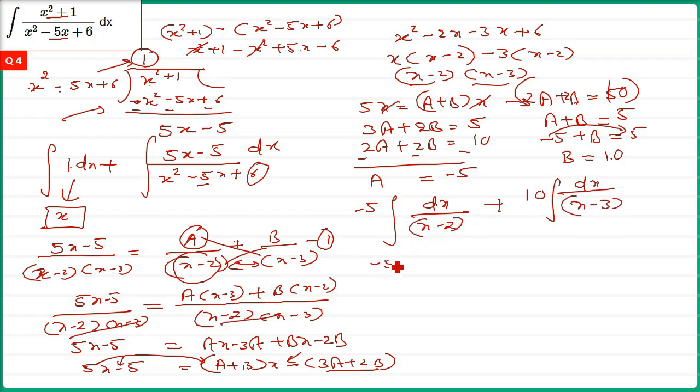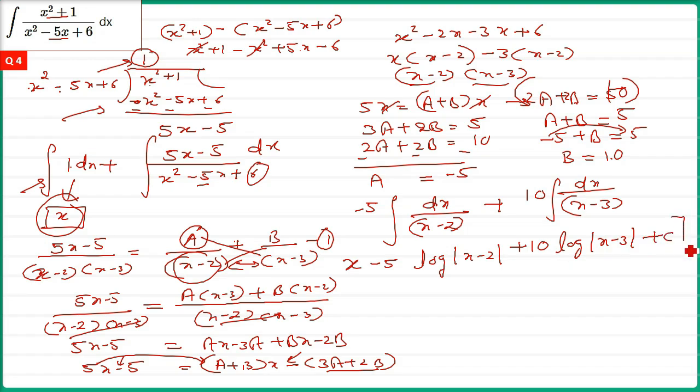It will be negative 5, this will be simply log modulus of x minus 2. Same here, 10 log modulus of x minus 3. But there is x remaining because it was previously done, integration of dx was x, so I'm adding it, and I just have to add a constant of integration, which I will append in the later part, and this is the whole solution. This is the complete solution.